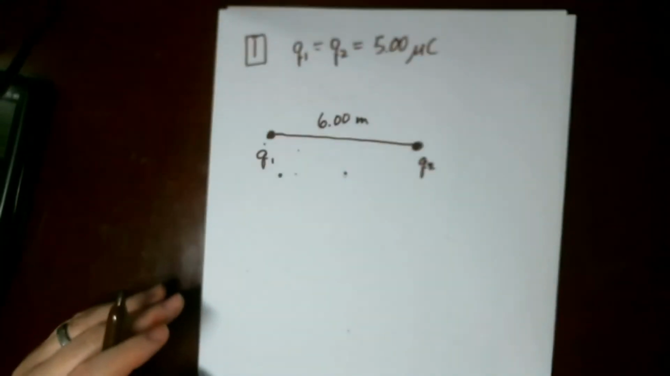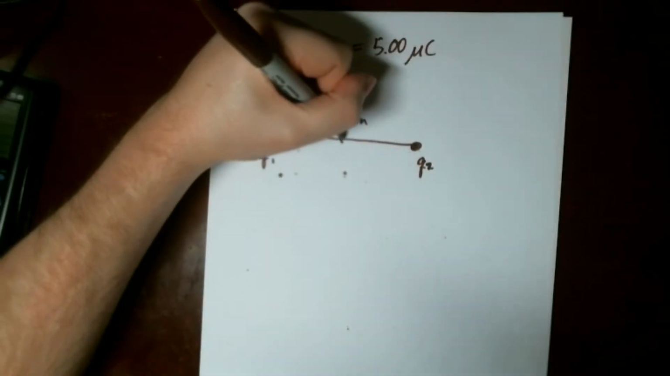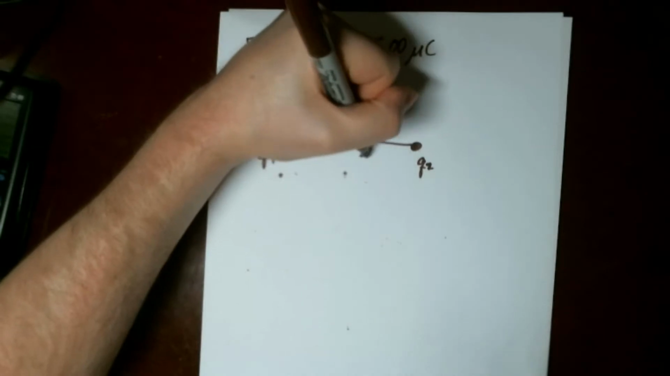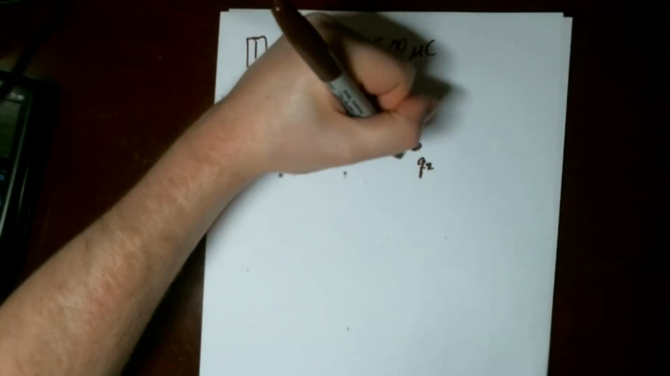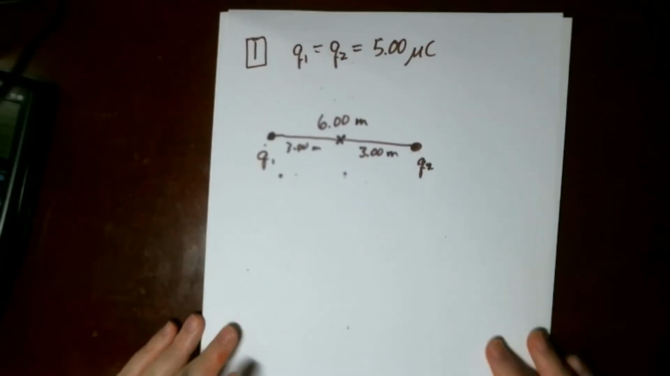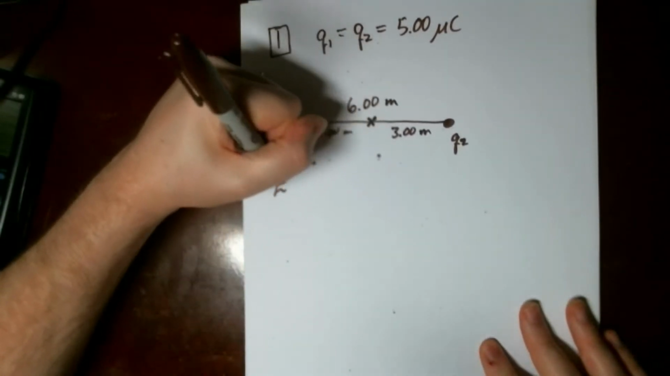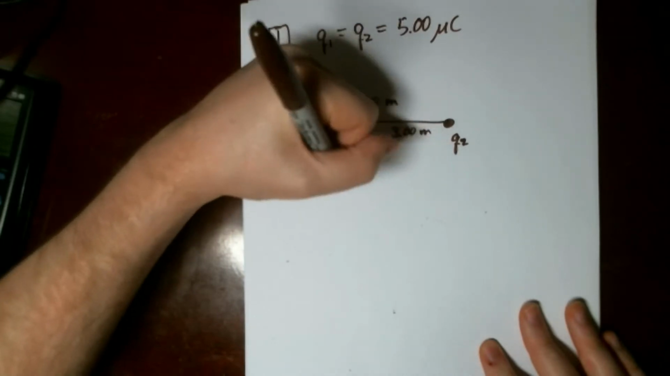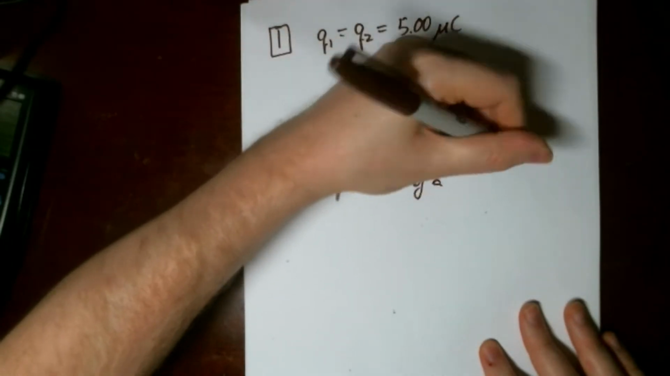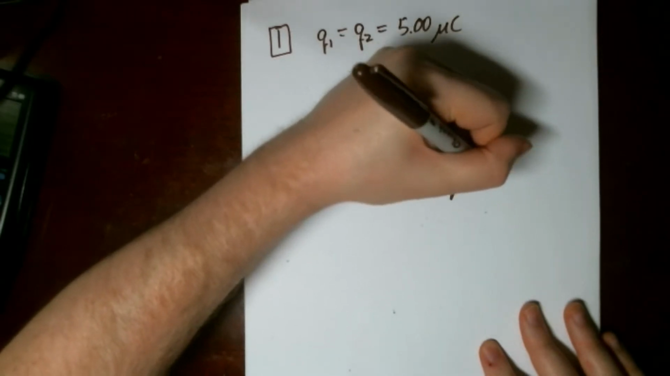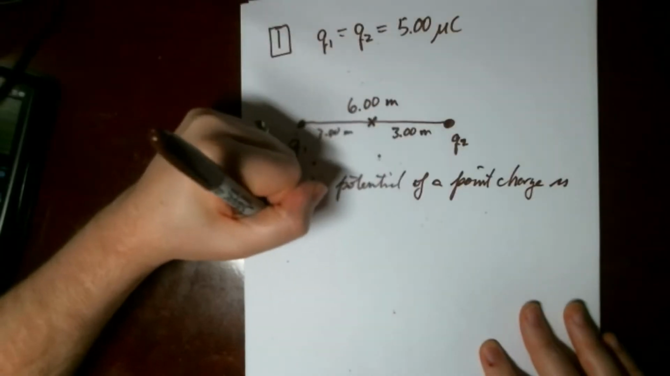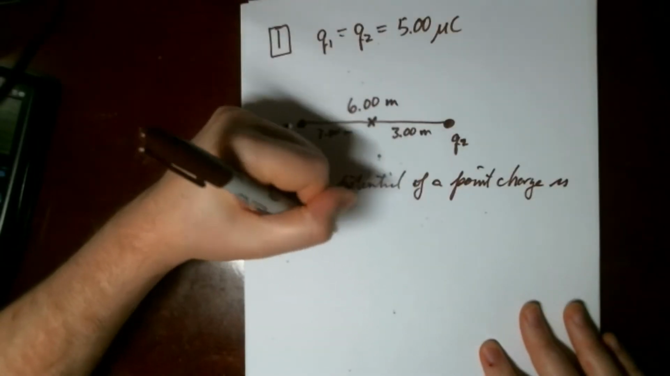And so we want to find the electric potential at the point directly between them. It should be pretty apparent that that point is 3 meters from each of the individual charges. Alright, so the electric potential of a point charge is given by k_e q over r.